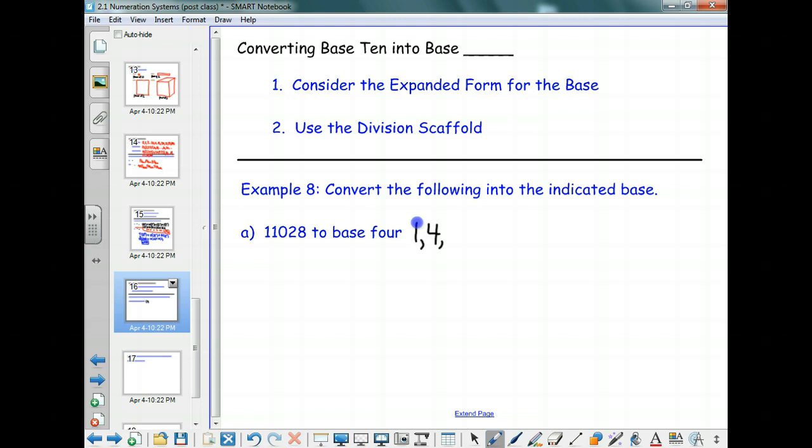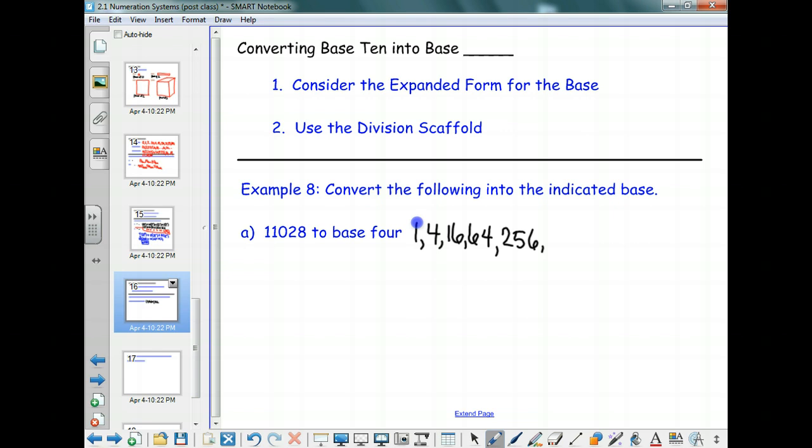After you do that, you're going to have 4 squared. So, somebody's going to grab a calculator. What's 4 squared? 16. 4 cubed, 64. And 4 to the 4th, 256.